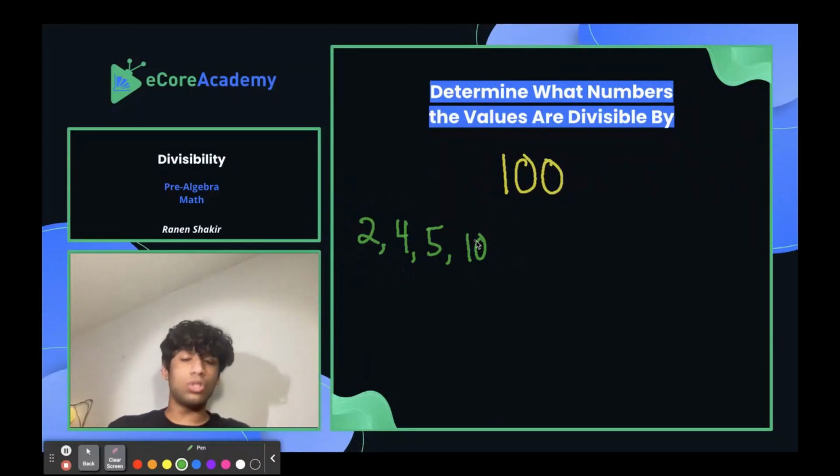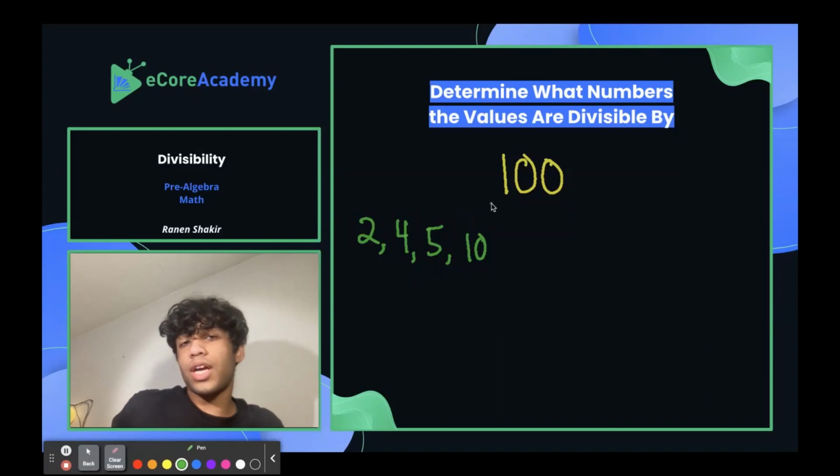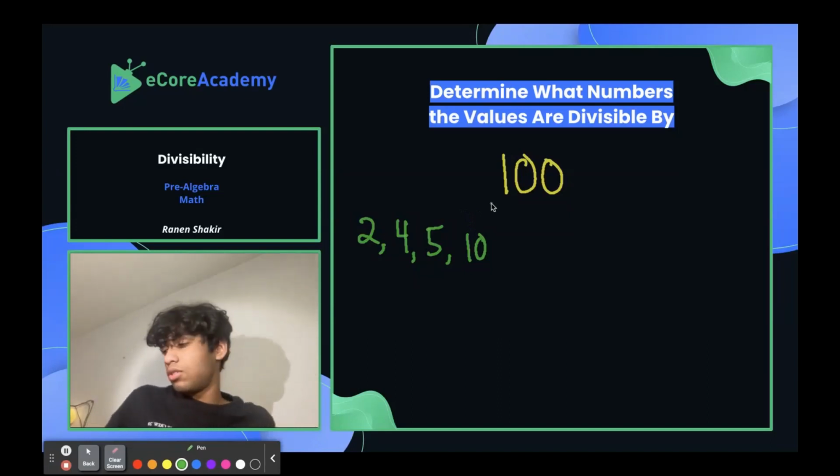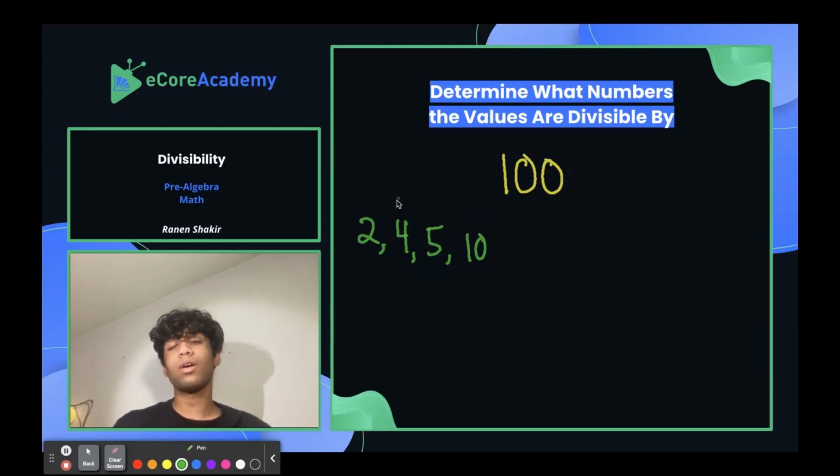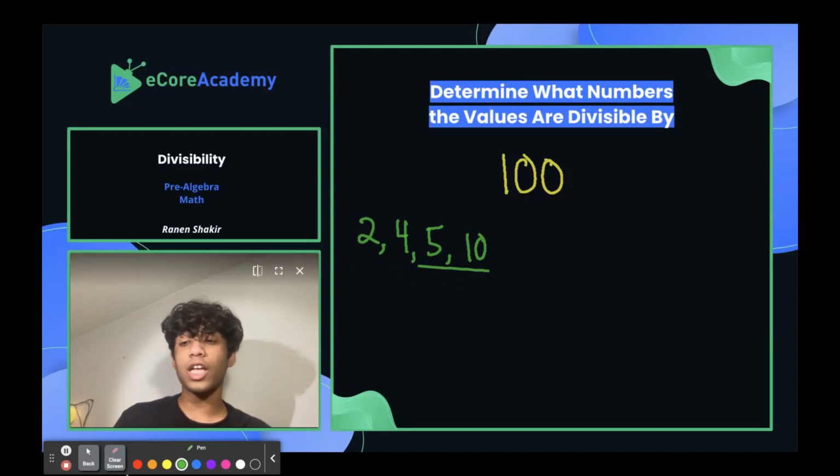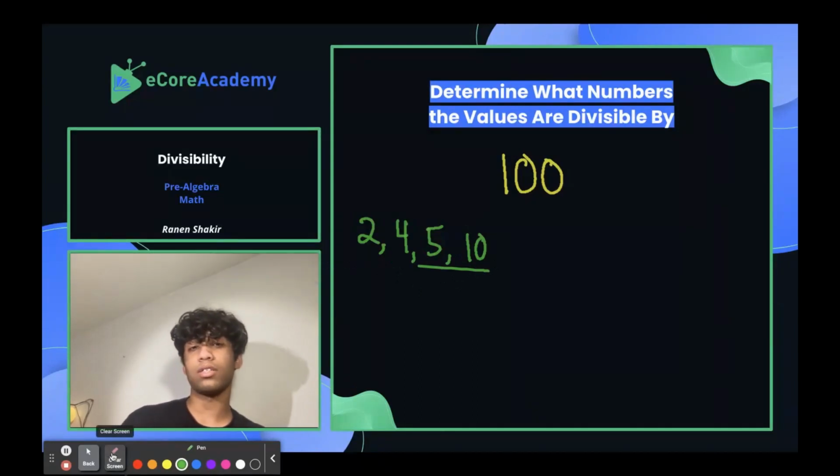But now what you'd have to do, if this is all the question asks you, that's great. But now what you would actually have to do to probably figure out a math problem is figure out what numbers times these numbers actually get you 100, and that's where factors and multiples come in. That's where we learn factors and multiples.